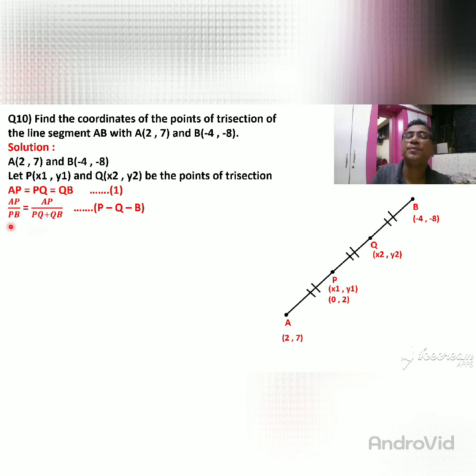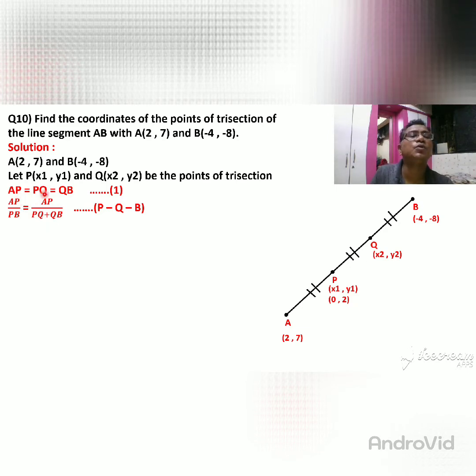But see here is the PB. What is PB equal to? PB is from P to B. So PB is equal to PQ plus QB. Do you understand? PB is the denominator, and the denominator value we get is PQ plus QB. Any doubts?